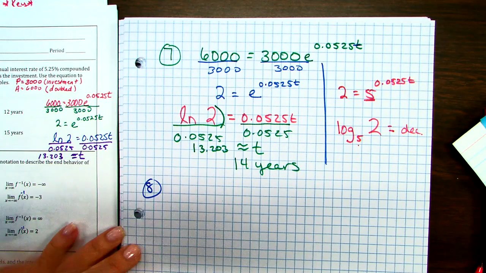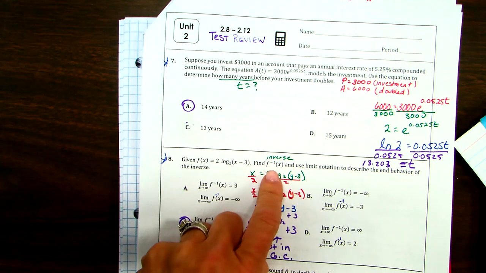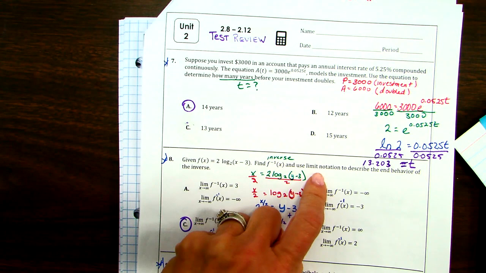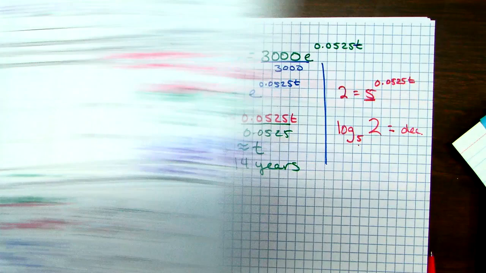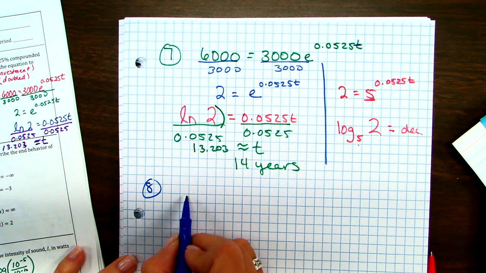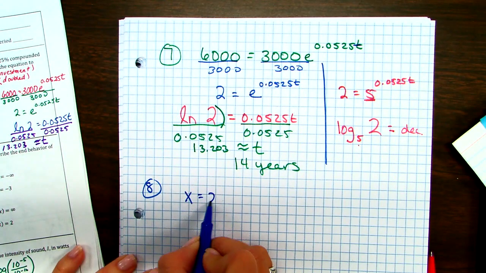Number 8, we're given a log. Find its inverse, and then use limit notation to describe the end behavior. So for the inverse, switch the x and y, solve for y. How many times have we done this? So I'm going to go ahead and do that.